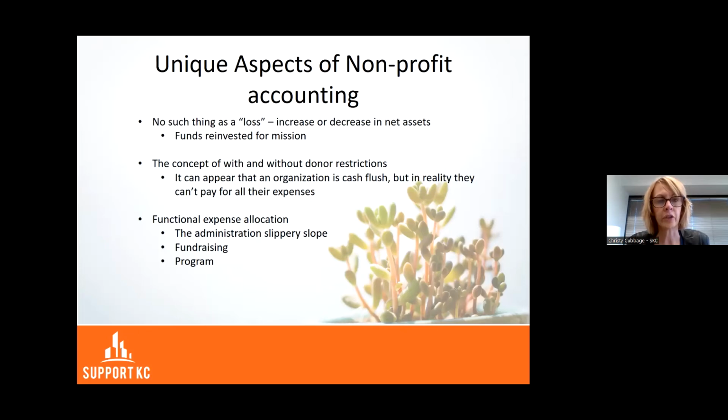This is a difficult concept because nonprofit accounting is so complex. I think even compared to for-profit accounting, you have all these little nuances of with and without donor restrictions, that you can look like you have a lot of cash in the bank, but in reality, you can't pay for all of your expenses. So Kaufman, if they give us money, they don't want to pay for 100% of Christie's salary. They may want to pay 25%. And they want to pay 25% of maybe a manager's salary.